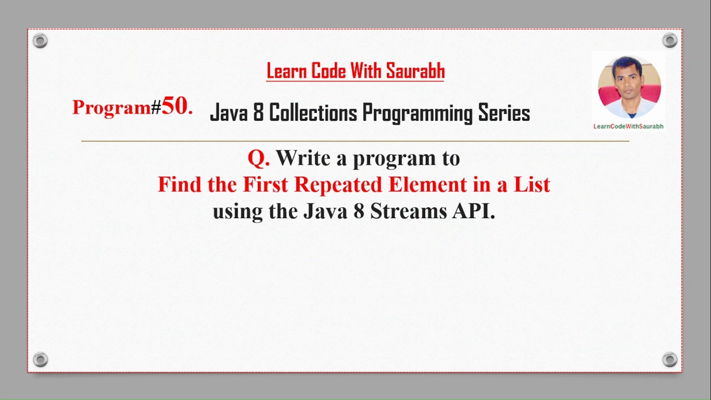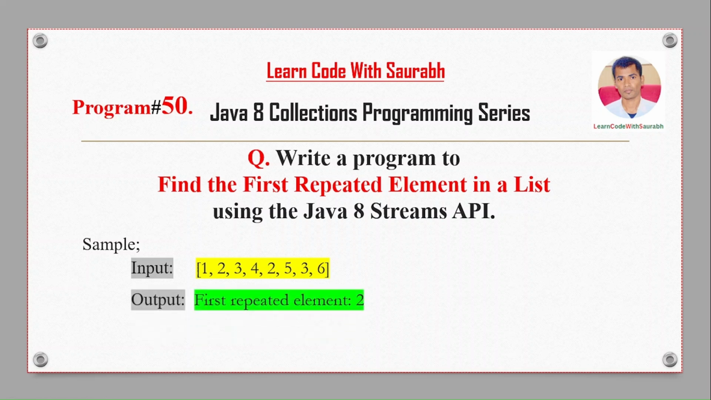Today I'm going to solve a program: find the first repeated element in a list using the Java Stream API. In this program, we will take some input in a list, like 1, 2, 3, 4, 5, 4, 2, 5, 3 and 6. You can see the input has some repeated values like 2 and 3, but here we need to find the first repeated value. The first repeated value is 2, so we will get the output: first repeated element equals 2. So I'm going to create a class and write the logic for this program.